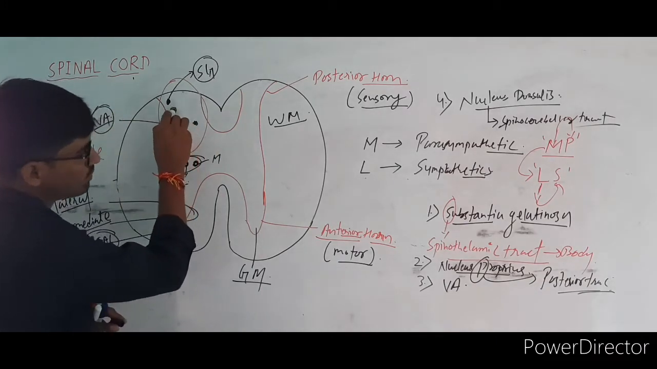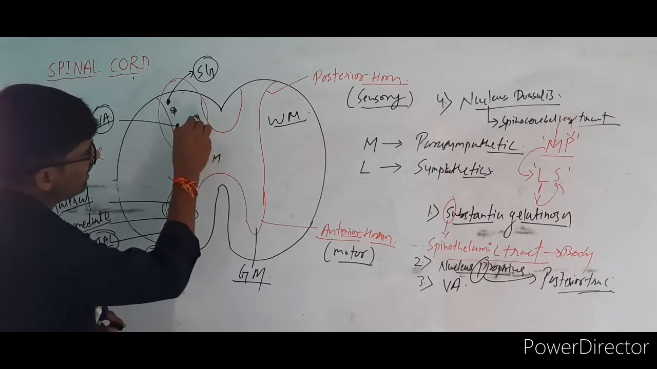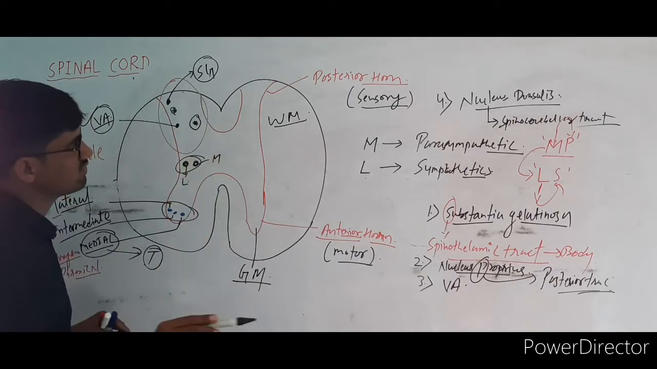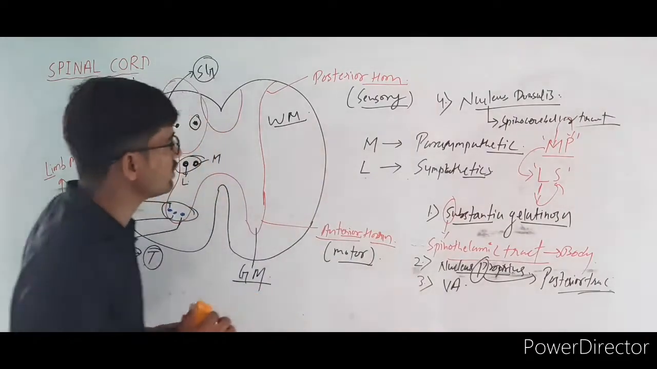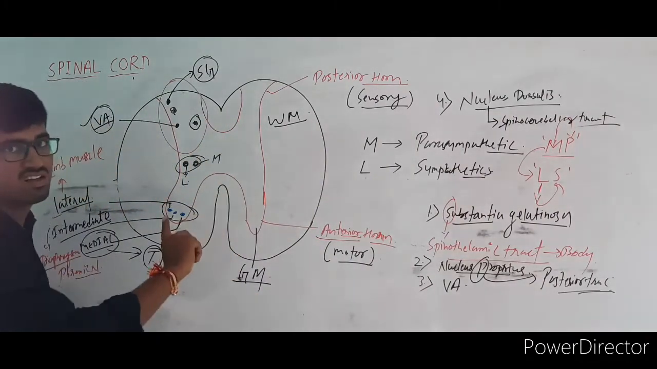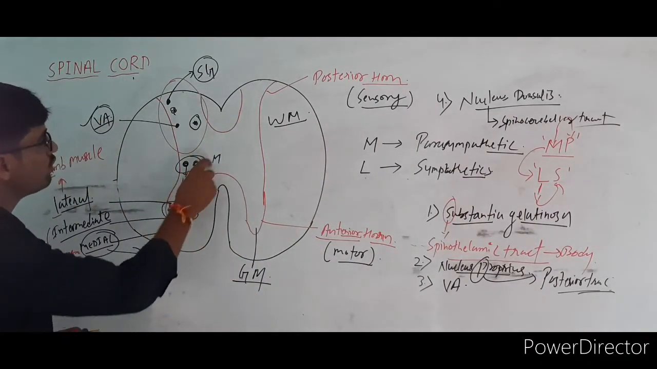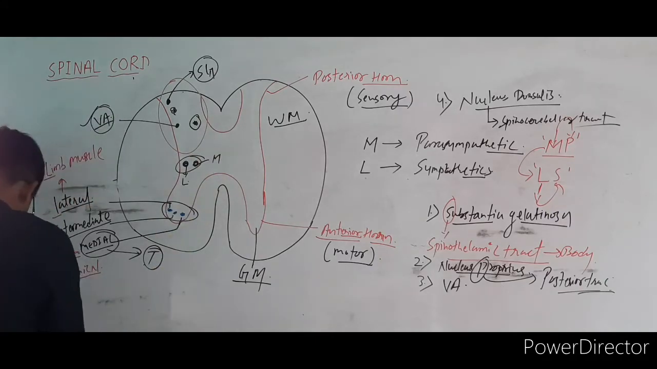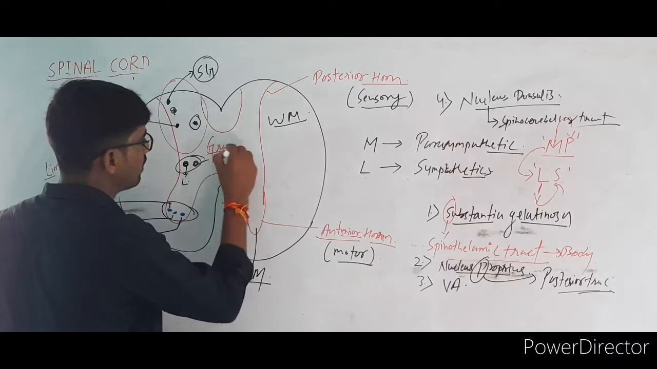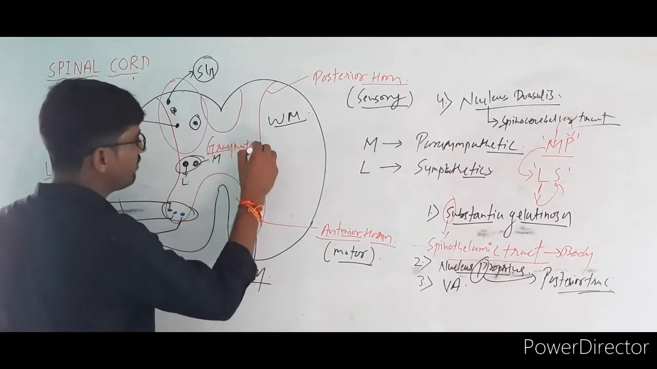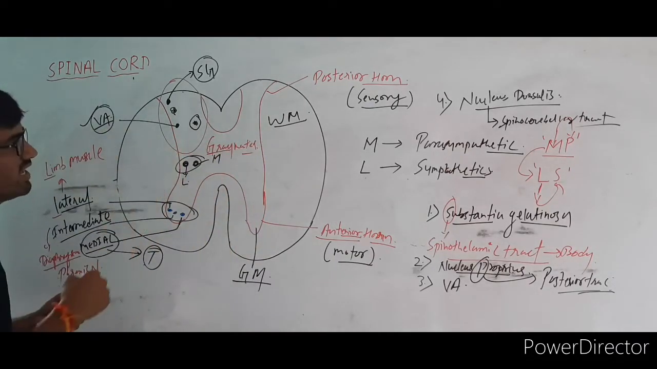The second thing is the nucleus proprius, and the fourth thing is the nucleus dorsalis. Okay, so this is over. Up to this you have to remember. Whatever we have discussed so far is for the gray matter.